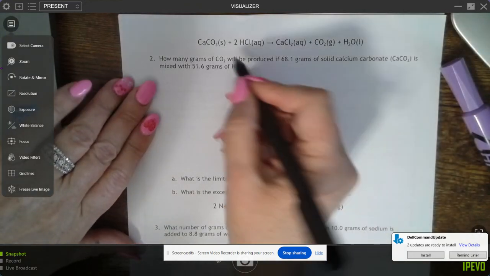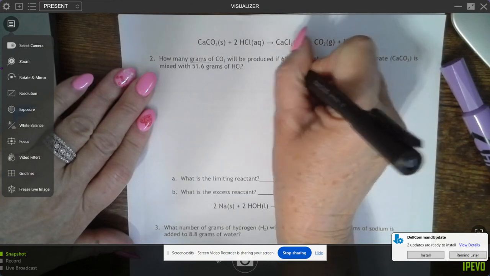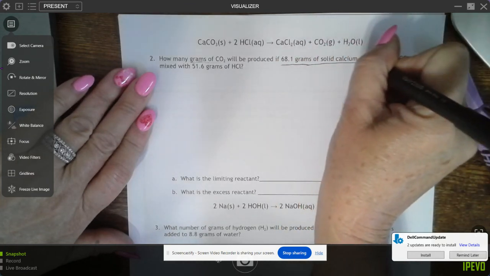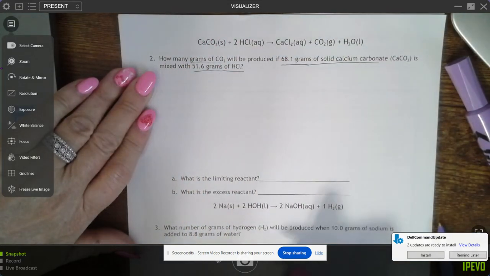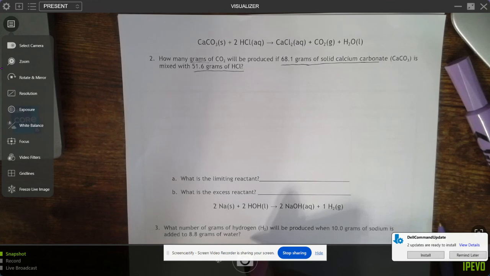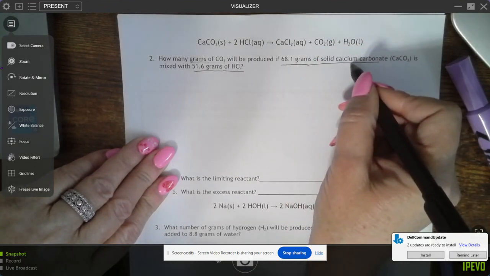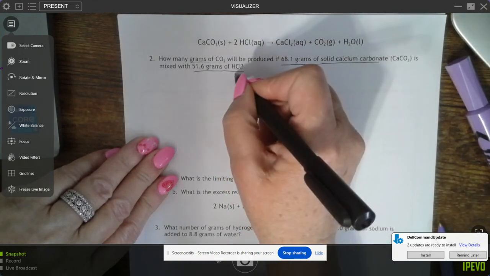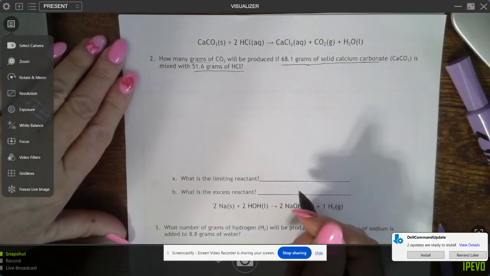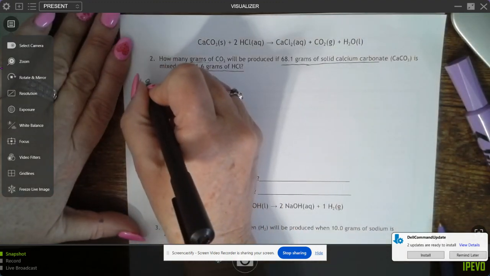This first one says, how many grams of carbon dioxide will be produced if 68.1 grams of solid calcium carbonate is mixed with 51.6 grams of HCl. Remember, we're going to do two gram to gram stoichiometry problems. We're going to do one starting with calcium carbonate and going to carbon dioxide, and the other starting with HCl and going to carbon dioxide.